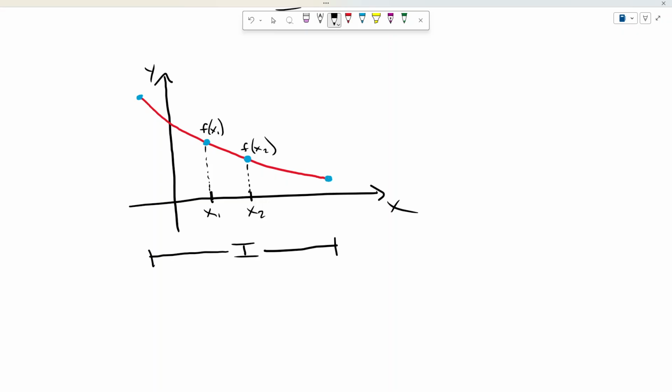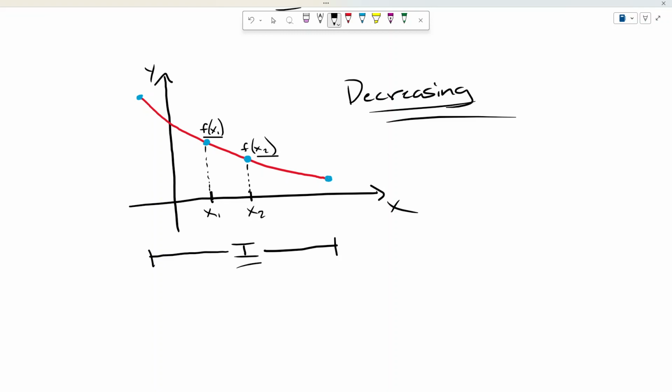So like the last one, we still have x1 is less than x2, but now it's reverse. Now we have to say that in order for it to be decreasing, f of x1 is greater than f of x2 on the graph. So we just flop that. Now we would say that this function is decreasing on this interval I.